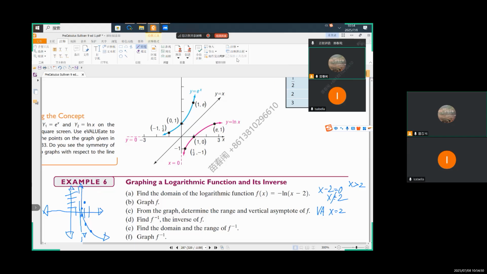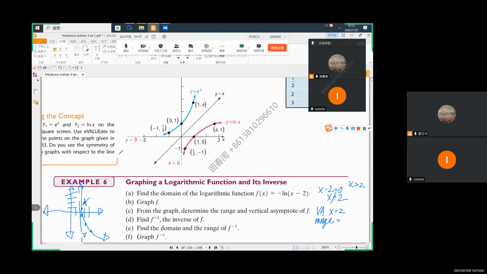Yep. So that'll be a 3. And then the range is, give me a second for the range. How do you find the range again? Oh my god.